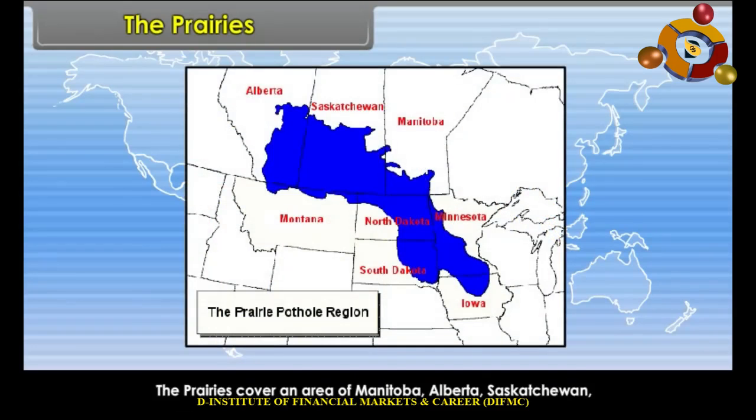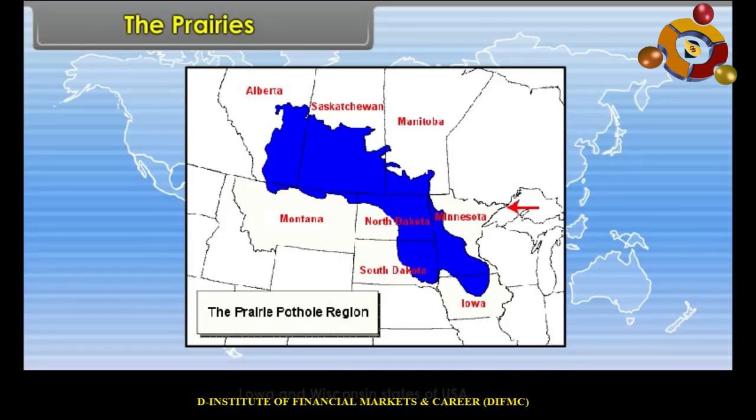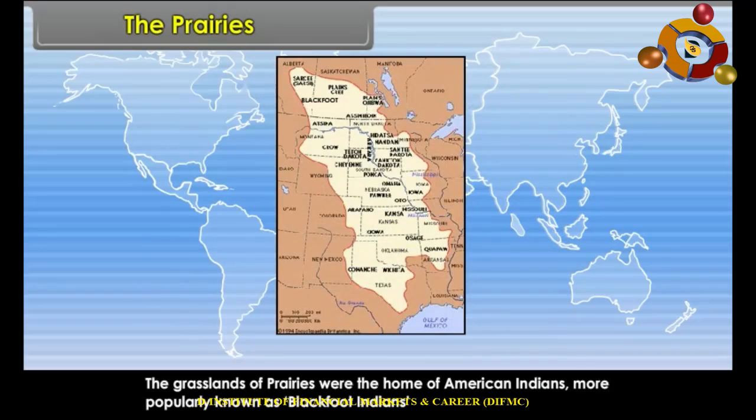The prairies cover an area of Manitoba, Alberta, Saskatchewan, Ontario provinces of Canada, and North Dakota, South Dakota, Minnesota, Iowa and Wisconsin states of USA. The grasslands of prairies were the home of American Indians, more popularly known as Blackfoot Indians.